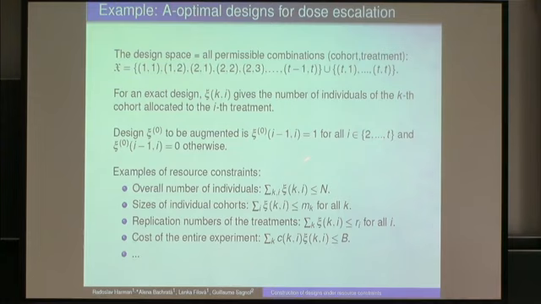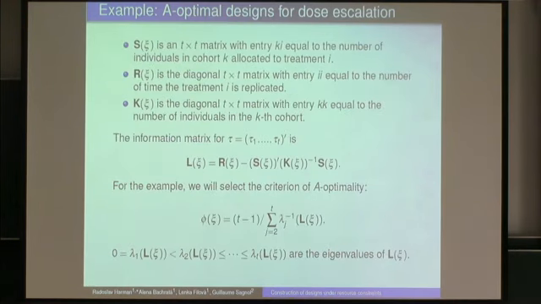So what are the resource constraints in this case? For example, the overall number of individuals can be limited. Sizes of individual cohorts can be limited from above. Replication numbers of treatments and the cost of the entire experiment can be limited, and so on. So let us look at some concrete values and concrete designs. Oh, and before that we need to specify what the criterion of optimality is in this case.